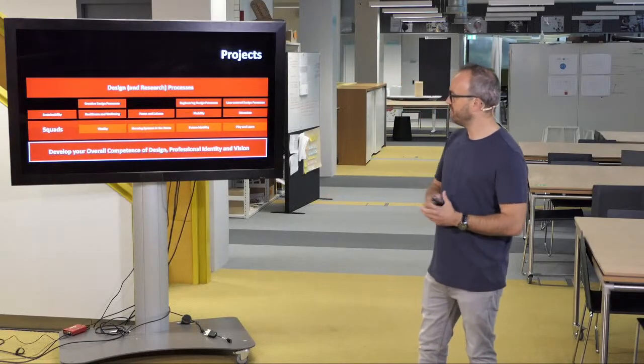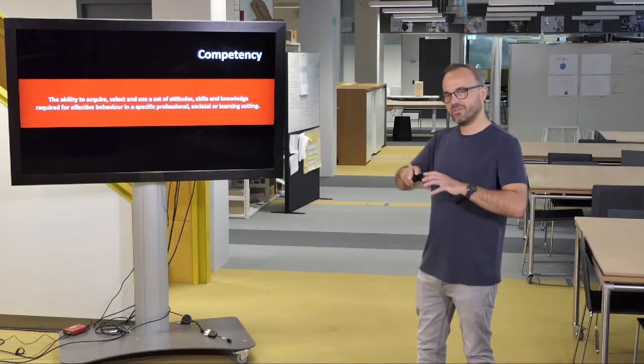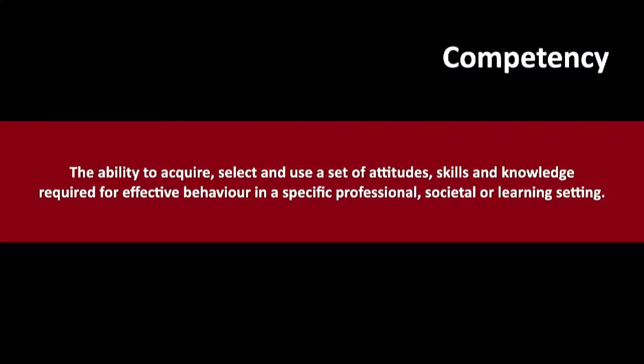And to give a brief recap on what we mean by an overall competence of design: an overall competence of design, professional identity, is who you are as a designer. So it is about what competences you have. And the competence is the ability to acquire, select, and use a set of attitudes, skills, and knowledge required for effective behavior in a professional, societal, or learning context. And this is a mouthful, so I'll go a bit more into detail on what these things mean exactly within the department.